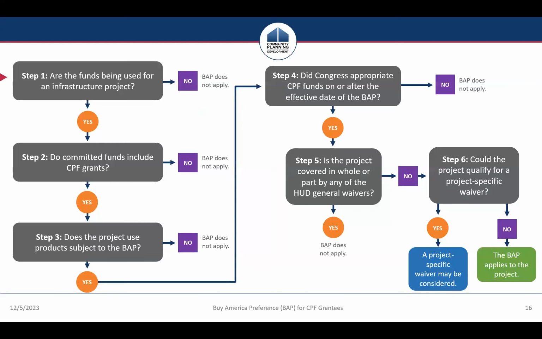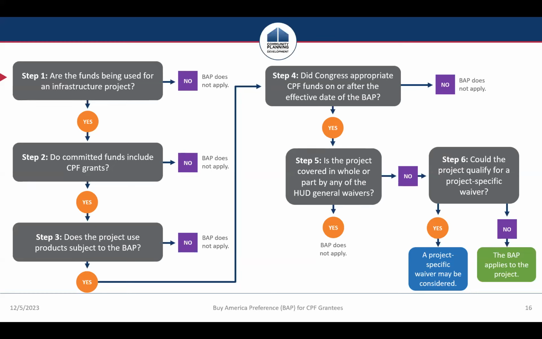And so let's talk through how you make that determination. And we'll go into more depth in each of these steps, but we'll talk through them at a high level right now. So first, are the funds being used for an infrastructure project? If no, the BAP likely doesn't apply. If yes, do the committed funds include CPF grants? If no, the BAP doesn't apply from a CPF perspective. If there are other grant funds for which the BAP does apply, you would need to follow those requirements.